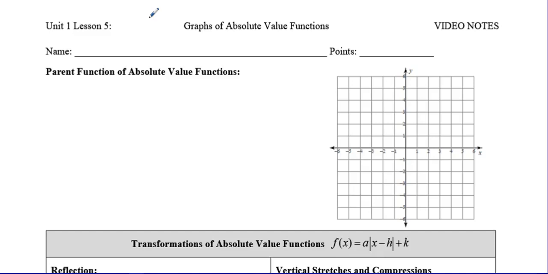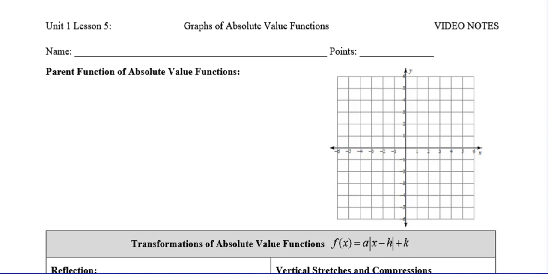Okay, welcome to the Unit 1, Lesson 5 video on graphs of absolute value functions. In this video, we're going to explore how to graph an absolute value function on a coordinate plane, and we're going to look at some different types of transformations to change those graphs, different aspects that can move the graph around on the coordinate plane.